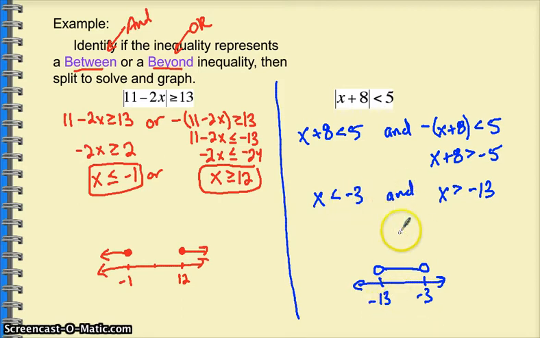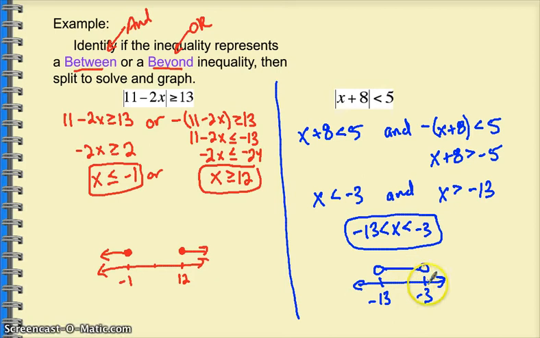And again, the nice part is you can rewrite these equations. If x is greater than negative 13, but at the same time less than negative 3, you can write that as a compound inequality. And notice that our variable, our line, falls in between those two numbers.